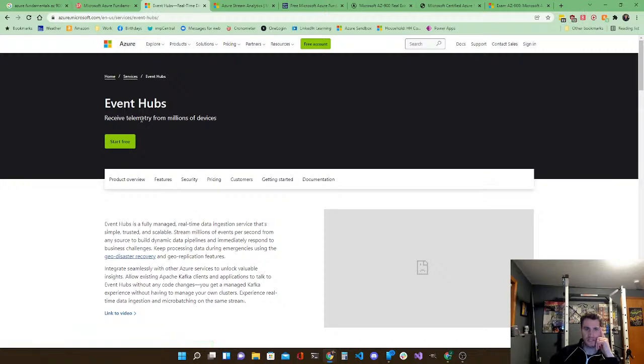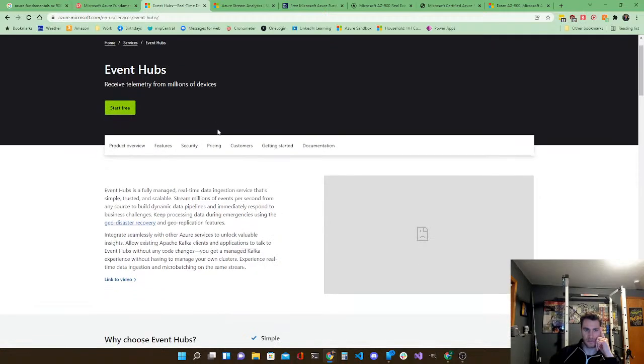So Event Hub received telemetry from millions of devices. So I think that is the IoT part of it. Event Hubs is a fully managed real-time data ingestion service that's simple, trusted, and scalable. Stream millions of events per second from any source to build dynamic data pipelines and immediately respond to business challenges.